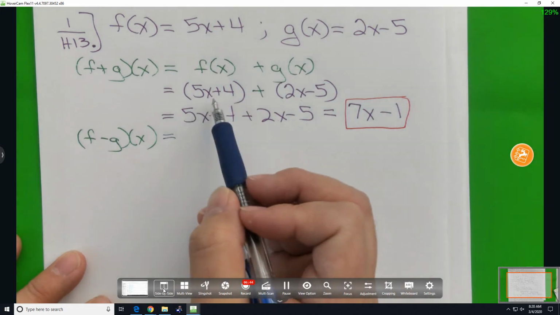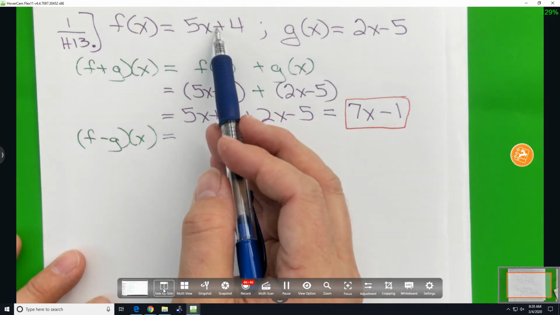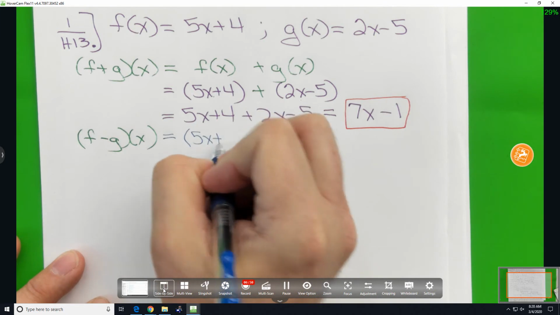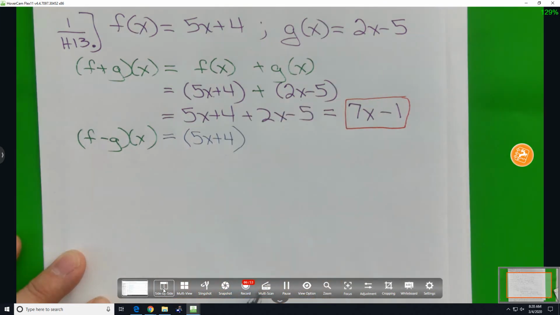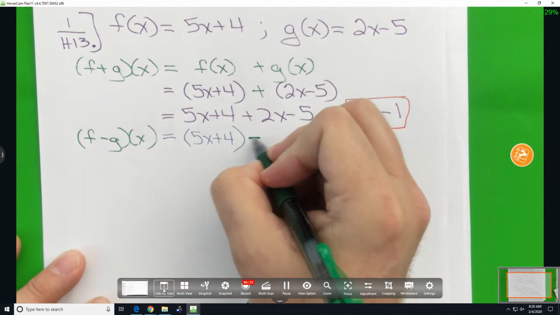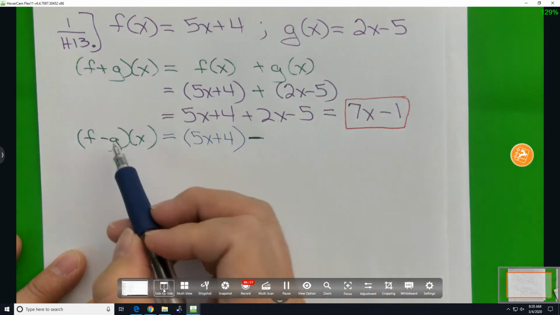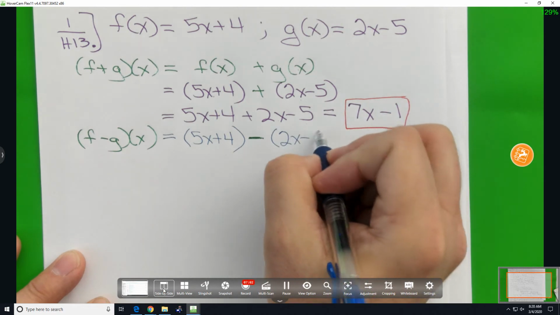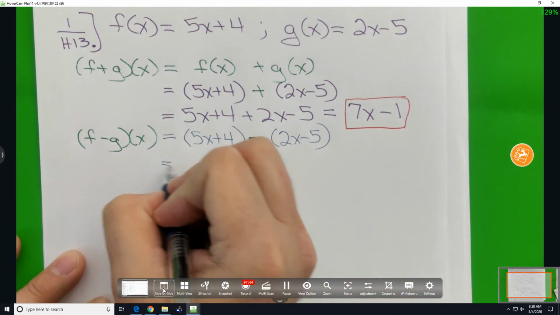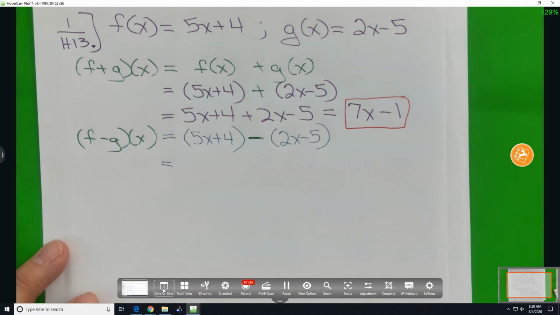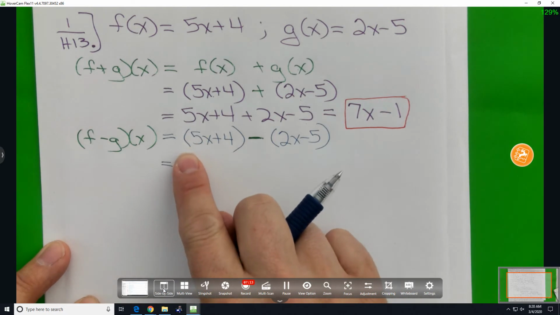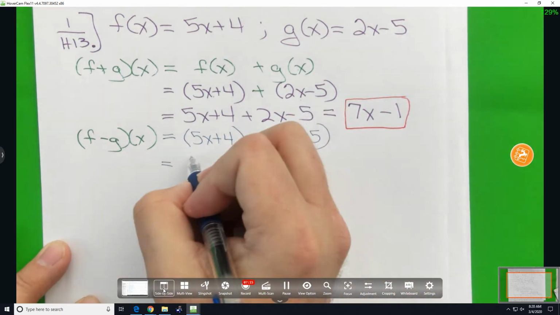Okay, we know f of x. Once again, we're still using the same f of x, so that's 5x plus 4. But we're subtracting, so a minus. And g of x, we know g of x, that's 2x minus 5. The first set of parentheses is unnecessary; there's nothing to distribute there. We could just drop them. I didn't even need to write that first set.